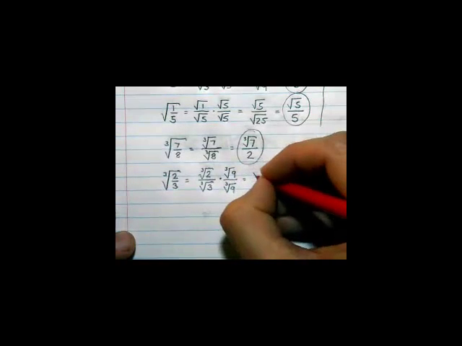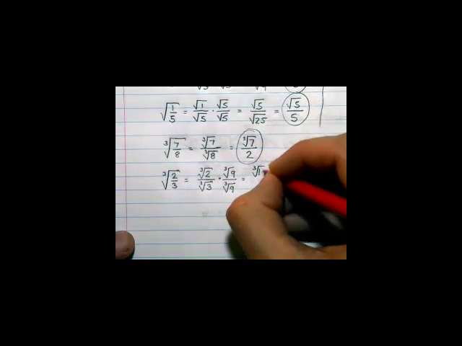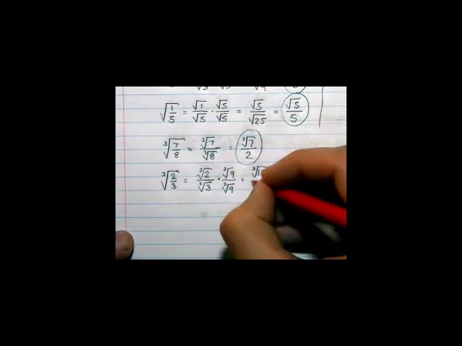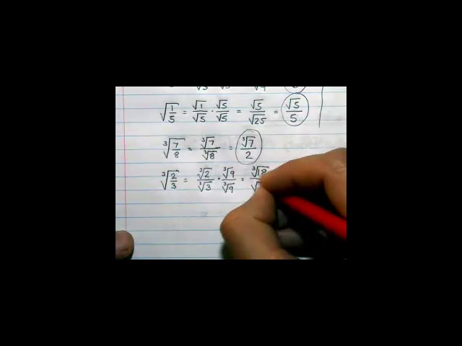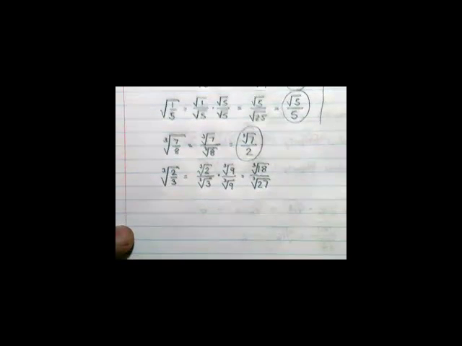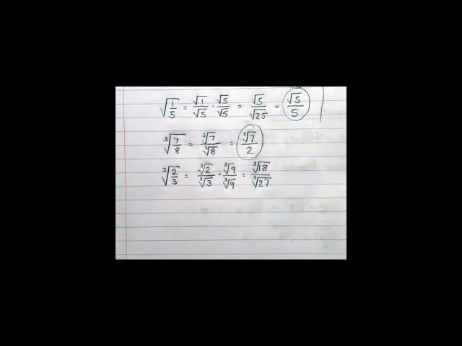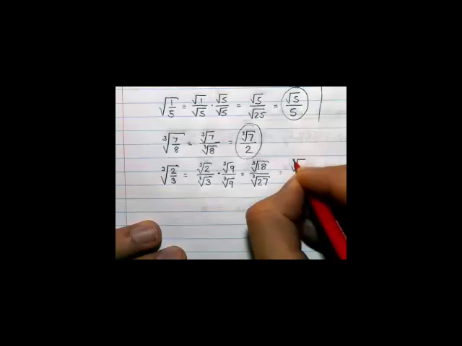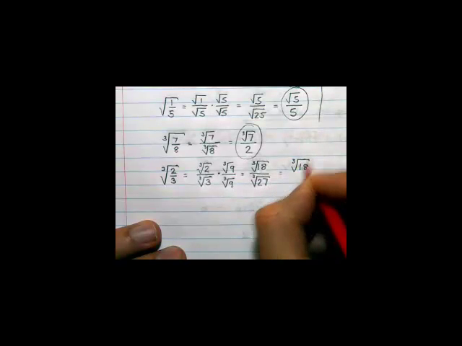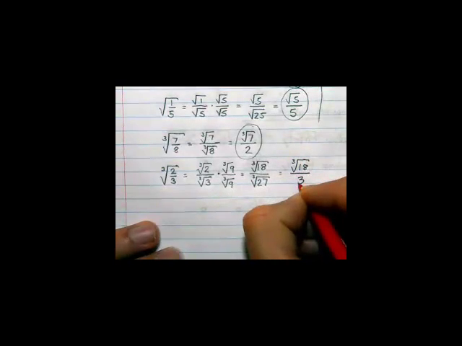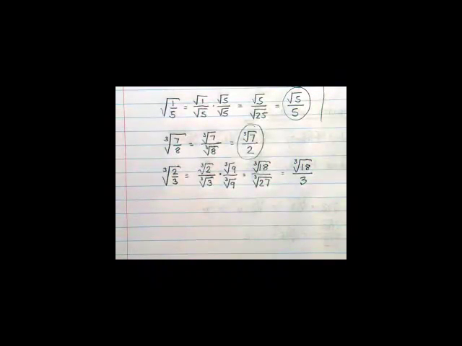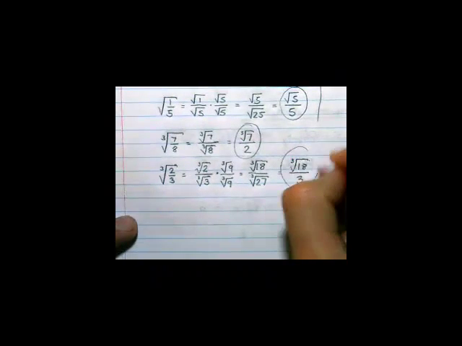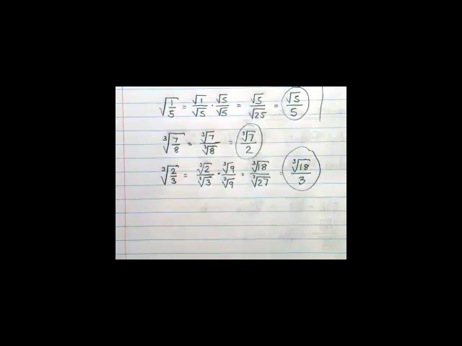So now I have the cube root of 18 over the cube root of 27. And like I said, the cube root of 27, we know what that is. It's 3, right? So we've got the cube root of 18 over 3. So that works. Okay, that's in simplest form.